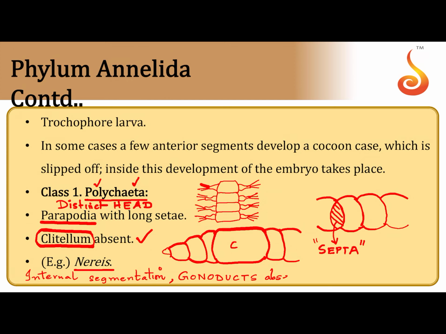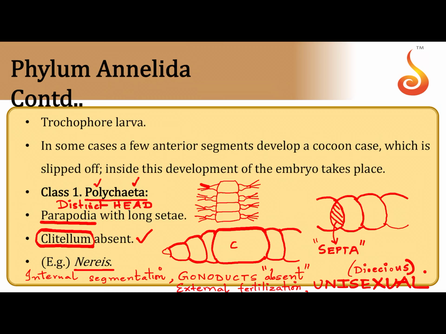So gonoducts are absent. Then how are their gametes taken to the outside? Because you all have to remember that polychaetes exhibit external fertilization. External fertilization means the sperm and the egg are transferred to the outside into the surrounding water. And most importantly, they are unisexual. All polychaetes are unisexual or dioecious, meaning the sexes are separate.